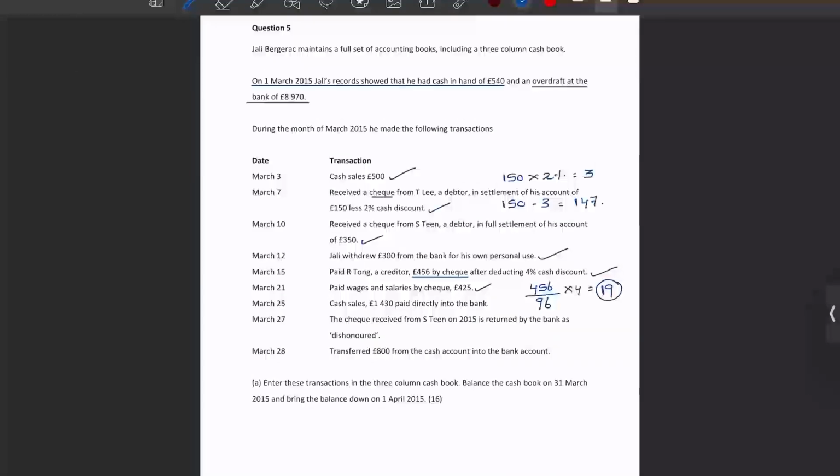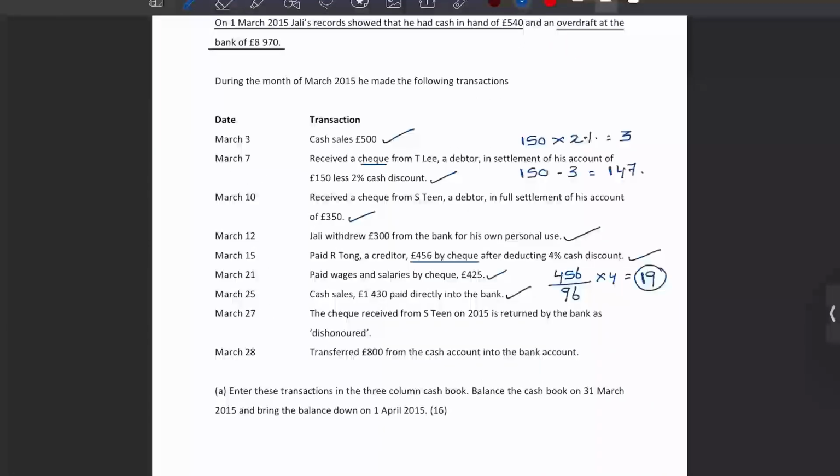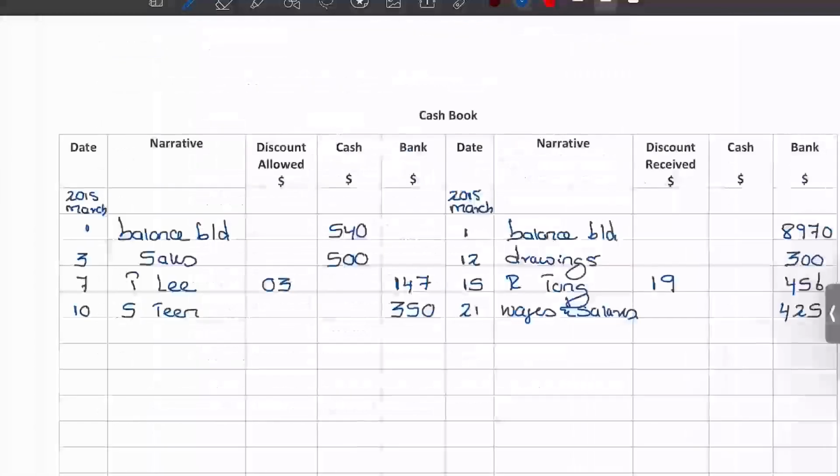Cash sales 1430 paid directly into the bank. What do you mean by paid directly into the bank? Yeah, you are putting the money directly into your bank account. You are not putting it in your cash account or anything. How much money did you get? 1430. If you put 1430 directly in your bank account, what will happen to money in the bank? Increase. If money in the bank is going to increase, what will happen to the bank account? You have to debit. Let's debit it March 25th.